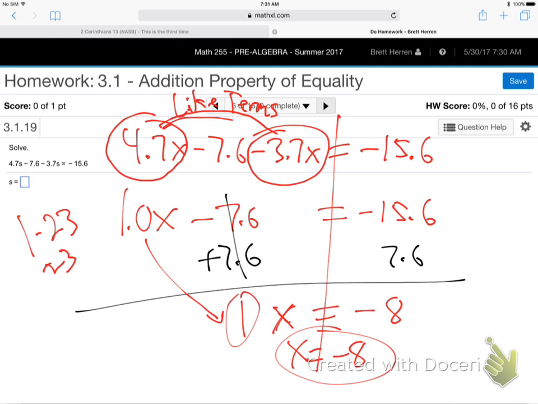So all I did was subtract the x's, get 1.0x, and then add the 7.6 to get rid of this, and that put x alone. Remember, the goal is always to get x alone. X is the big loner. All right. So there.